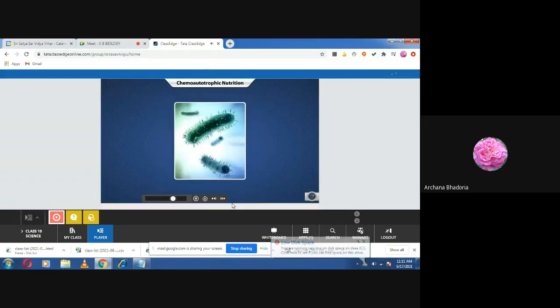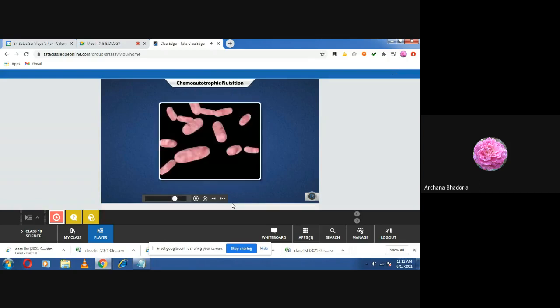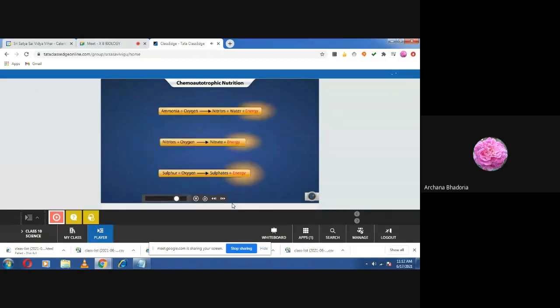Another example is the Nitrobacter bacterium. It uses nitrites in the presence of oxygen to produce nitrates and energy. Similarly, thiobacillus or sulfur bacteria oxidize sulfur to make sulfates and release energy. The energy released in each of the above reactions is the result of the oxidation of inorganic substances.